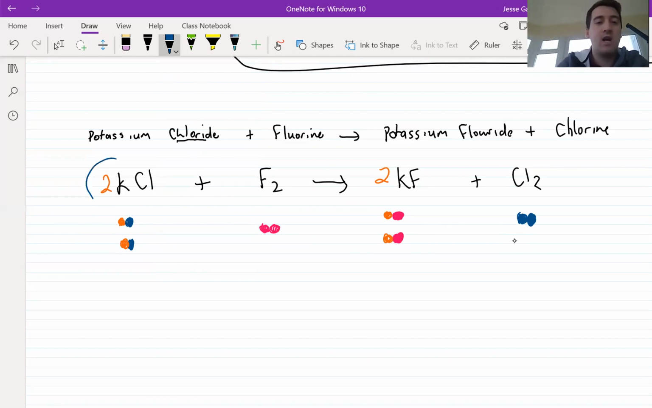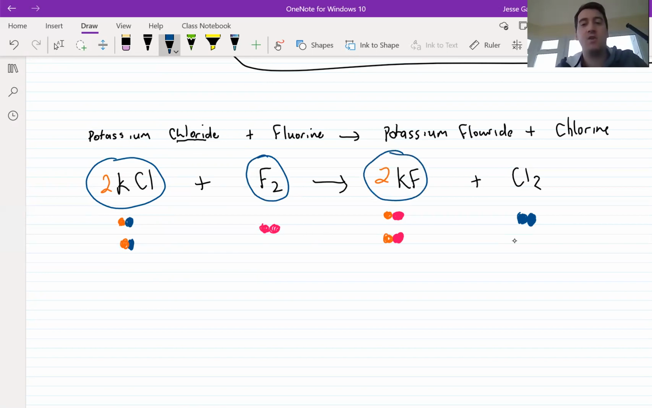So remember that this is called a compound because it's two elements combined. This is an element because it's just made of one type of atom. This is a compound because it's made of two or more types of atoms. And this is an element, chlorine. Essentially, what's happened here is that the fluorine has replaced the chlorine in the compound. So when we make a new compound over here, the Fs have replaced the Cls in the compound. The Cl now is the element form.